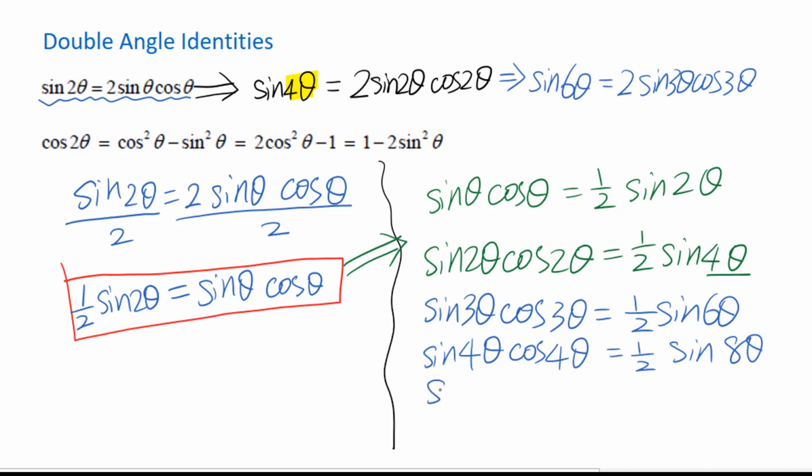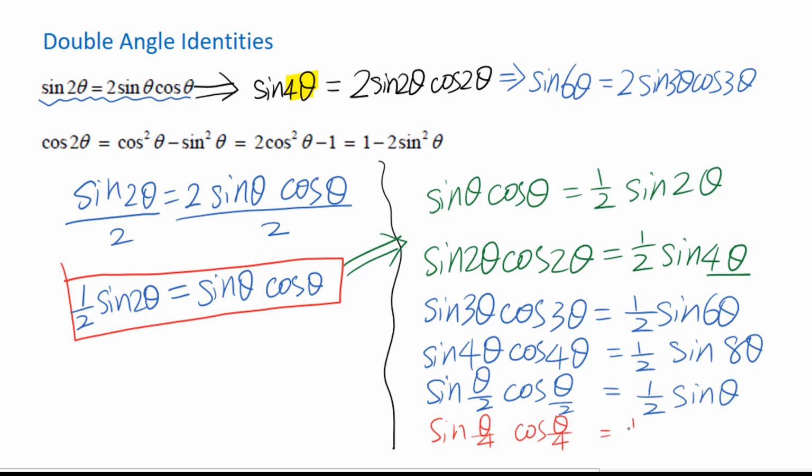What if we have sine theta over 2 cosine theta over 2? You will get 1/2 sine theta. If you have sine theta over 4 cosine theta over 4, you will get 1/2 sine theta over 2.